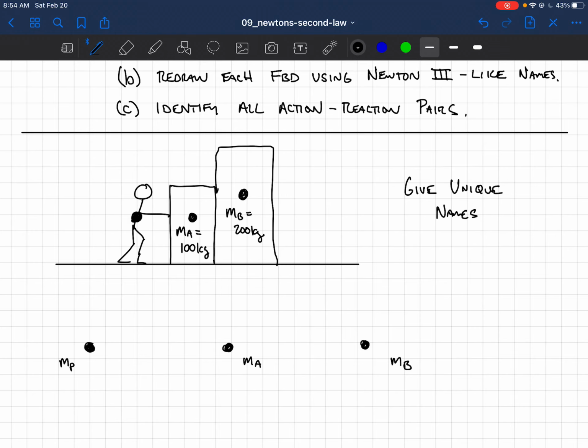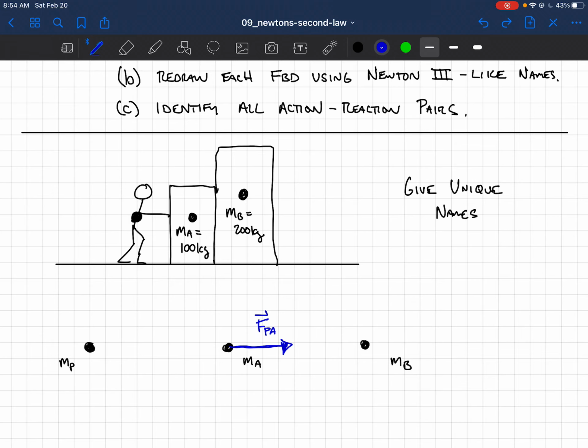Now let's start with box A. For box A, we have this applied force of the person acting on the box. So we could call that a pushing force, F push on A. Let's call it FPA. Okay, so that's going to be the horizontal force of the person pushing on box A. That's where it would appear on the picture.